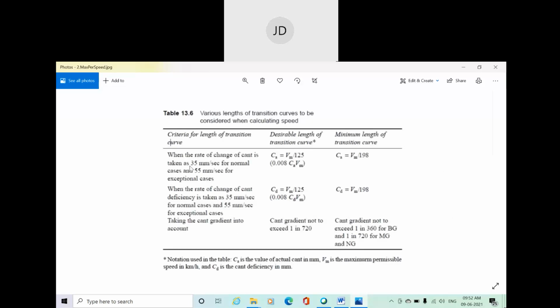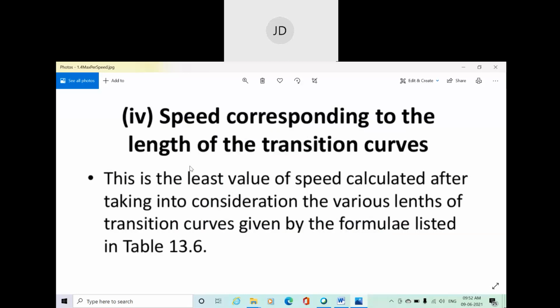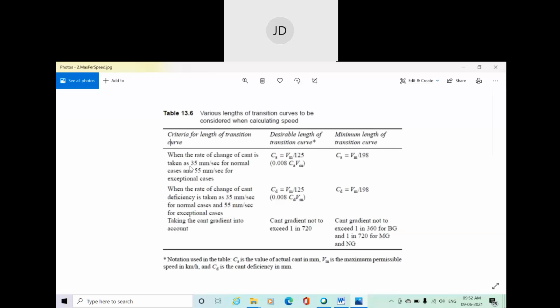13.6. So I'll show you this particular table. So this table represents a length of transition curve. Fine. And based on this length of transition curve, we can go for finding the maximum speed of the train. And the length of transition curve can be derived from this table. So there are different conditions given, that is, criteria for length of transition curve.